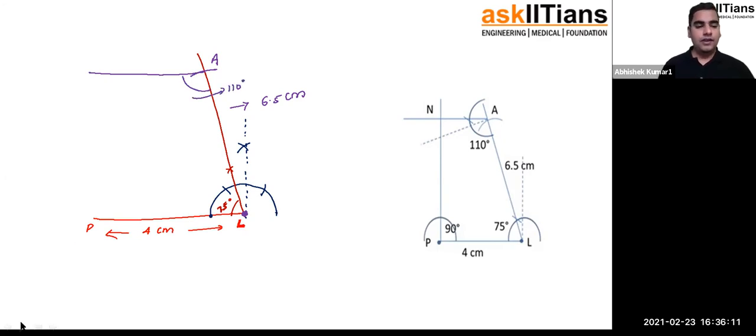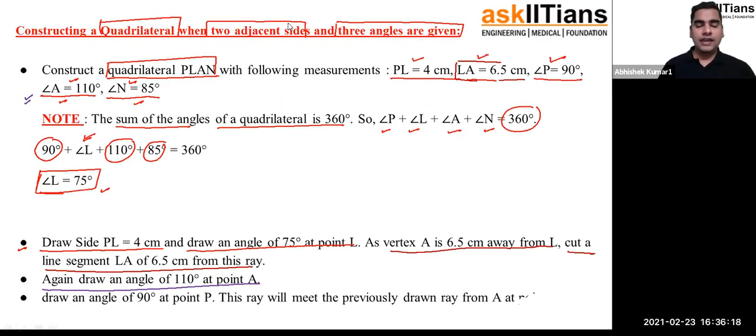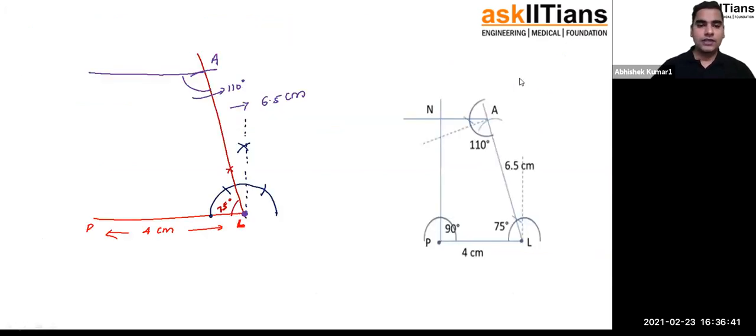Understood? Now what else needs to be done? What other information do we have? We have drawn angle A. So after drawing angle A, you have to draw an angle equal to 90 degree at point P. This ray will meet the previously drawn ray from A at one point. Because we are provided the value of angle P, we are going to draw angle P here, which is equal to 90 degree.